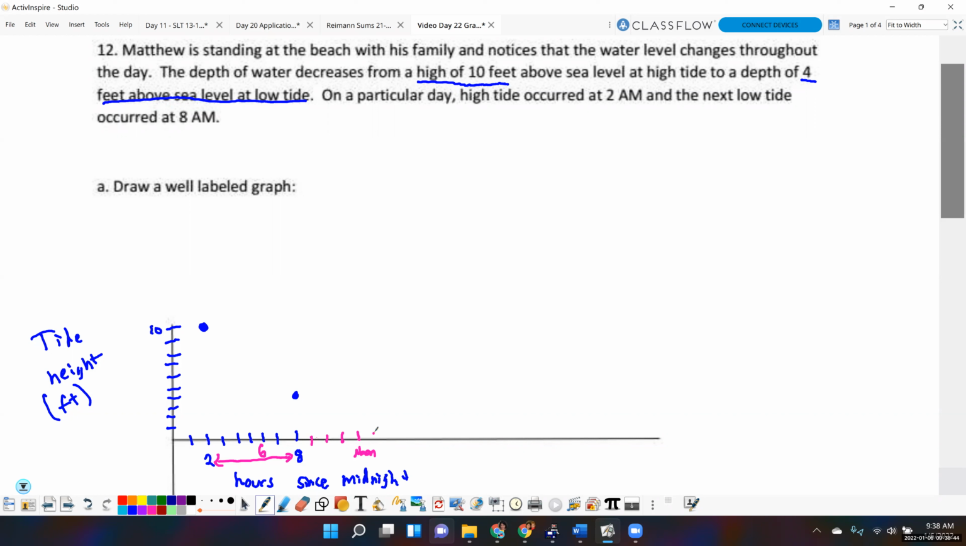1, so that's 4, 5, 6. At 2 p.m., we're back up at high tide. Close enough. And here's a decent sketch to help us out.